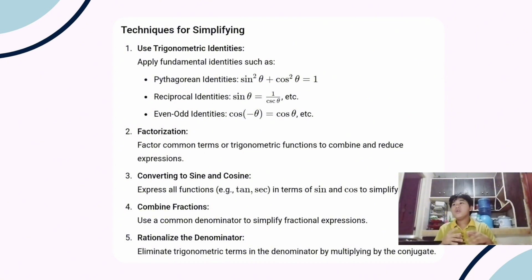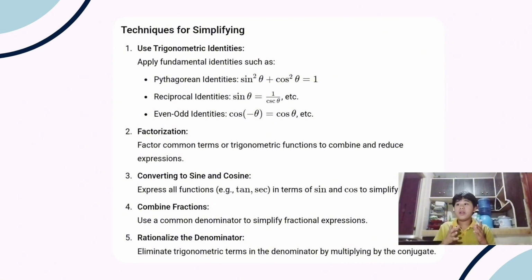Firstly, use the trigonometric identities. Earlier I presented the basics of trigonometric identities. They will be quite useful for simplifying trigonometric expressions. Second is factorization. So factor common terms or trigonometric functions to combine and reduce expressions. Third is converting to sine and cosine. So express all functions in terms of cosine and sine. It will be easier to simplify. For example, if the given equation is in tan or secant, you should always consider expressing it into sine and cosine functions to simplify.